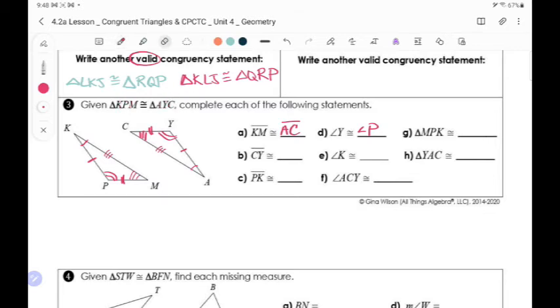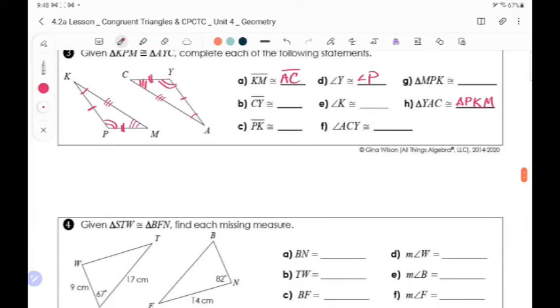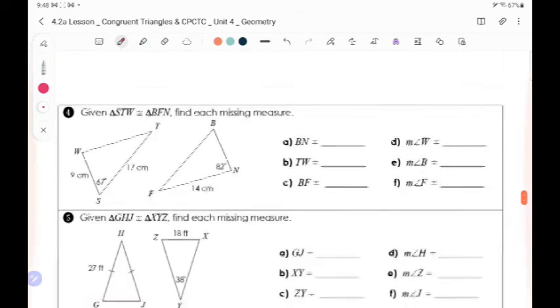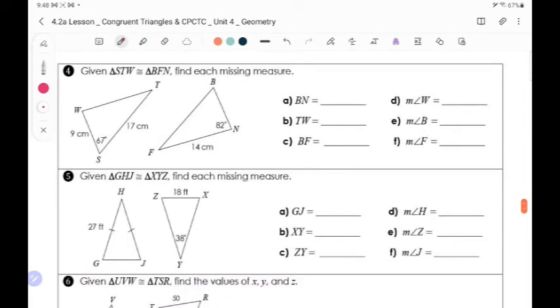And then, let's see, triangle YAC. Okay, that starts with Y, which means my next one has to start with P. And then it goes to A, which is matched to K. And then it goes to C, which is matched to M. So it should say triangle PKM. Now I'm going to let you fill in the rest of these on your own. Give that a try by matching up the correct parts. And then we can jump to the next page and look at how are we going to use this information.